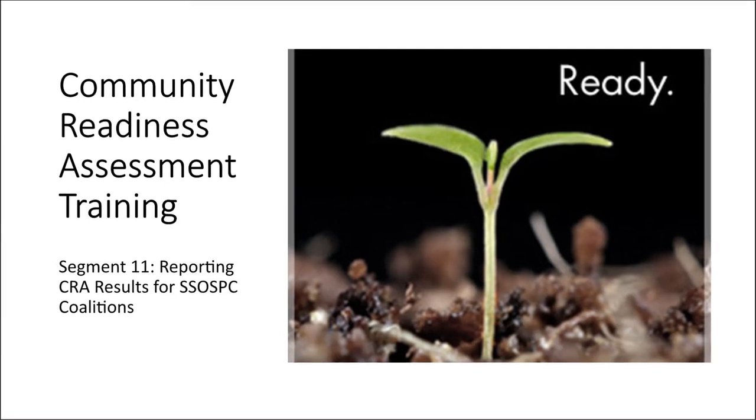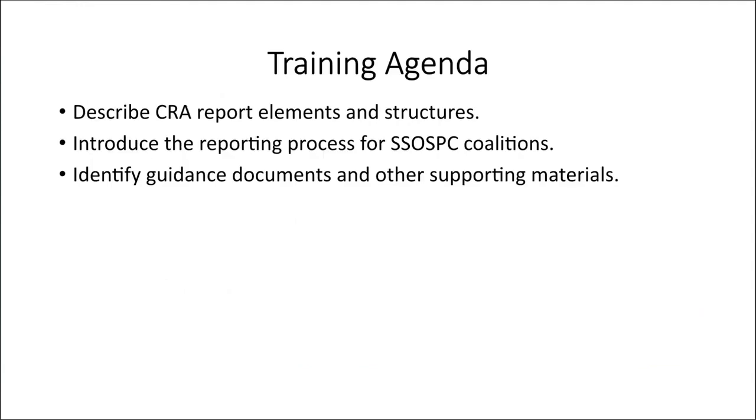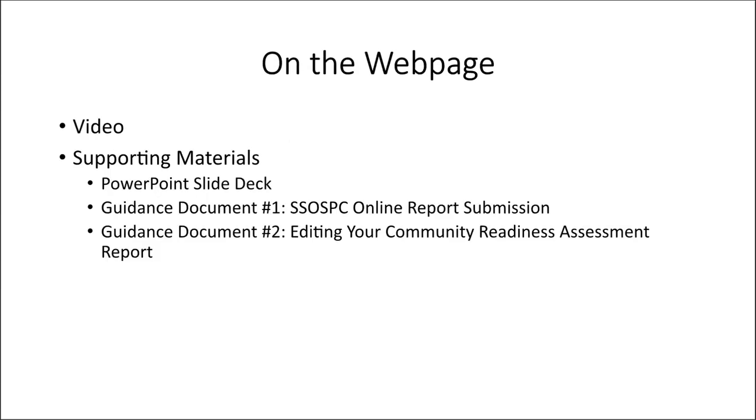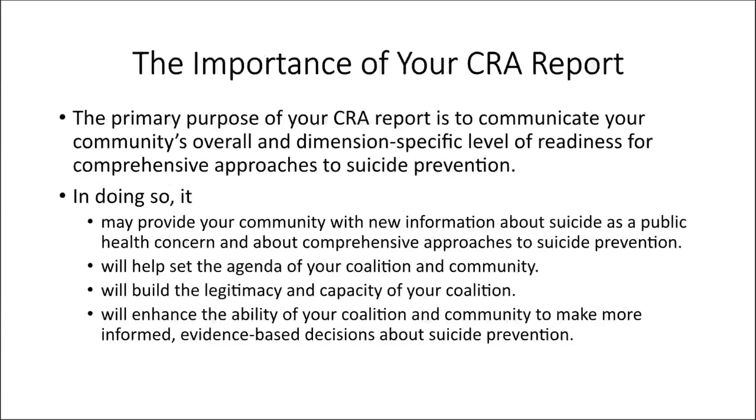Welcome to Segment 11 on reporting your CRA results. Our training agenda for this segment is to describe CRA report elements and structures, to introduce reporting processes for funded coalitions, and to identify guidance documents and other supporting materials that will support you as you work through the reporting process. As always, all of these resources are on the webpage, including this video, supporting materials like this PowerPoint slide deck, and guidance documents to help you with submitting your report and editing the report that you receive.